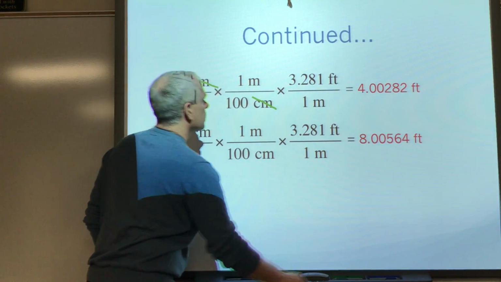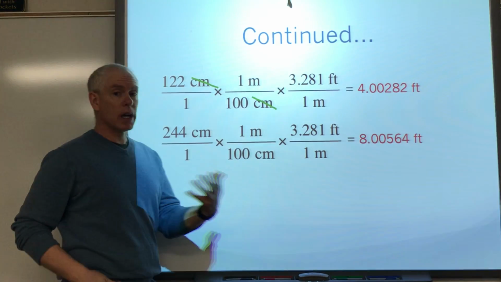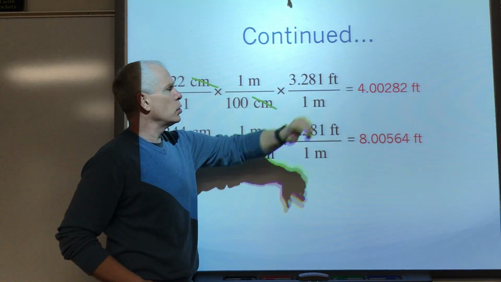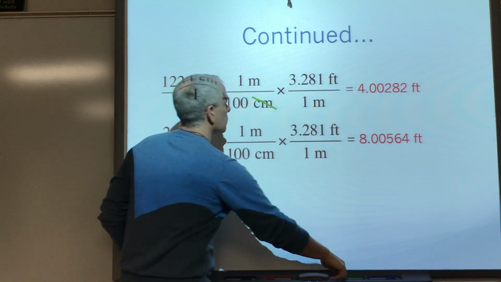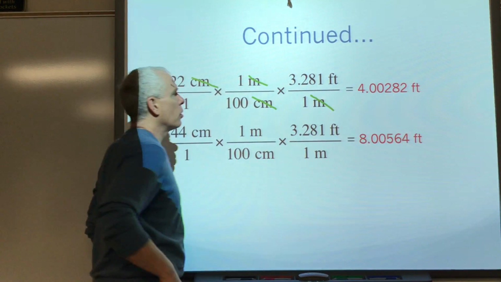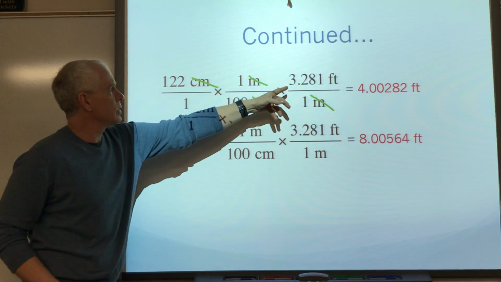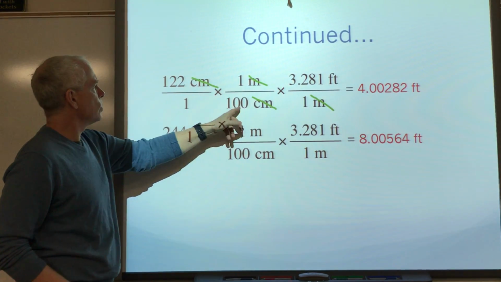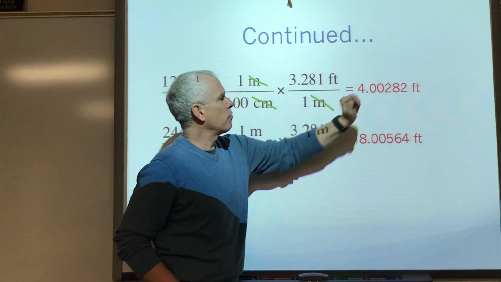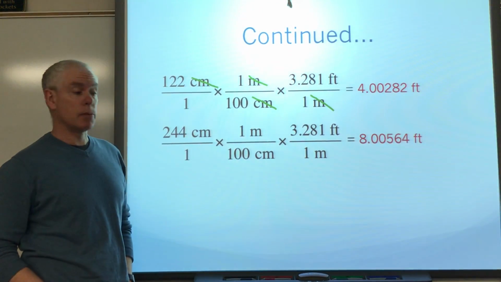Now I've got meters, but I need feet. And so if you look it up, the conversion is that there's 3.281 feet in a meter. So I've allowed my meters to cancel, and I've got 3.281 feet. So I've got the units left as feet. So I'm gonna take that times 122 divided by 100. I'm left with 4.00282 feet for that dimension.